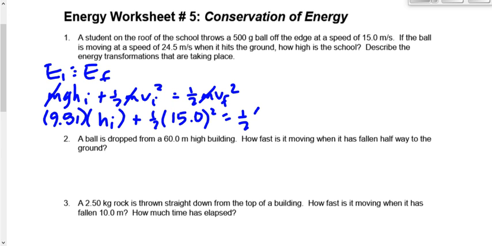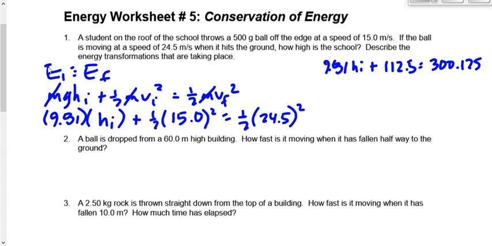Equal to 1/2 m vf squared, 24.5 meters per second. So which way is that moving? Once again, it doesn't matter whether it's straight down or whatever. In the end, it's moving at 24.5 meters per second. That's the speed. So we're going to say here 9.81 times hi plus 1/2 of 15 squared, which gives me 112.5, equals 1/2 of 24.5 squared, which gives me 300.125.